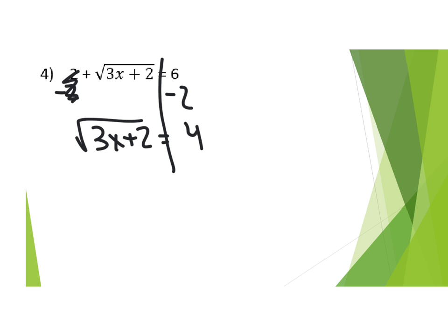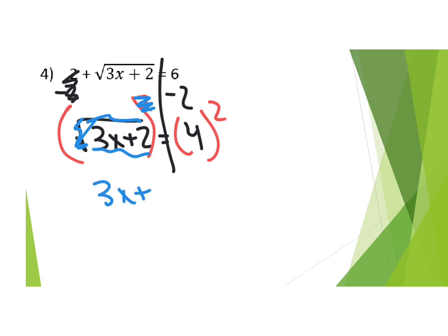Now, you have to get rid of that radical symbol. So we're going to put parentheses and square it. Whatever we do to one side, we have to do to the other. That way, this square gets rid of this square root, and you're left with what's under the radical, which is 3x plus 2. And then 4 squared, 4 times 4 is 16.